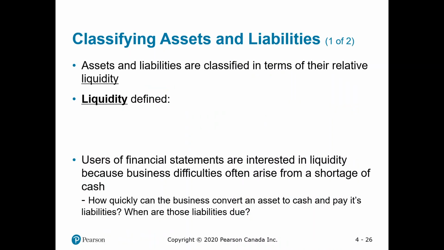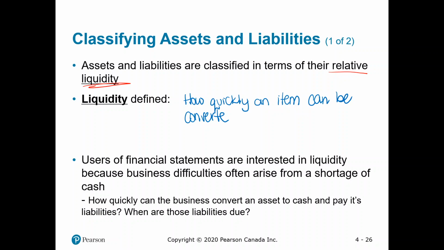Okay, so when we talk about classifying assets and liabilities, we're looking at breaking these out into current and long-term, but we also classify them in terms of their relative liquidity. So liquidity is defined as how quickly an item can be converted to cash.